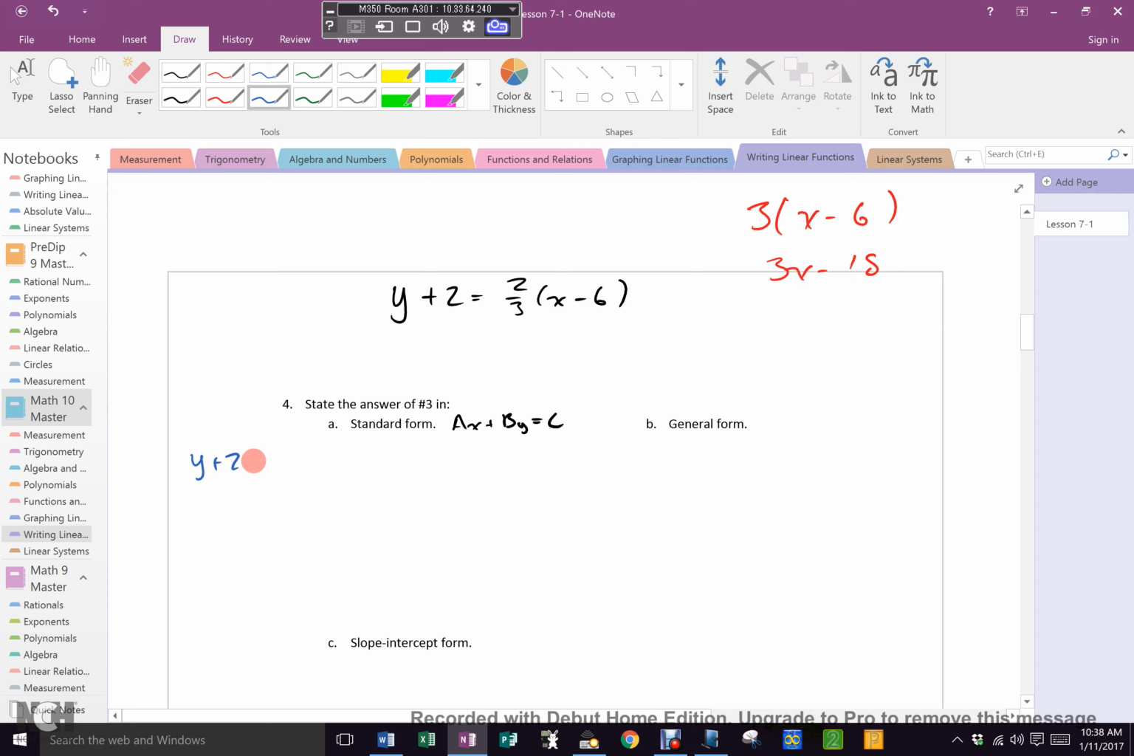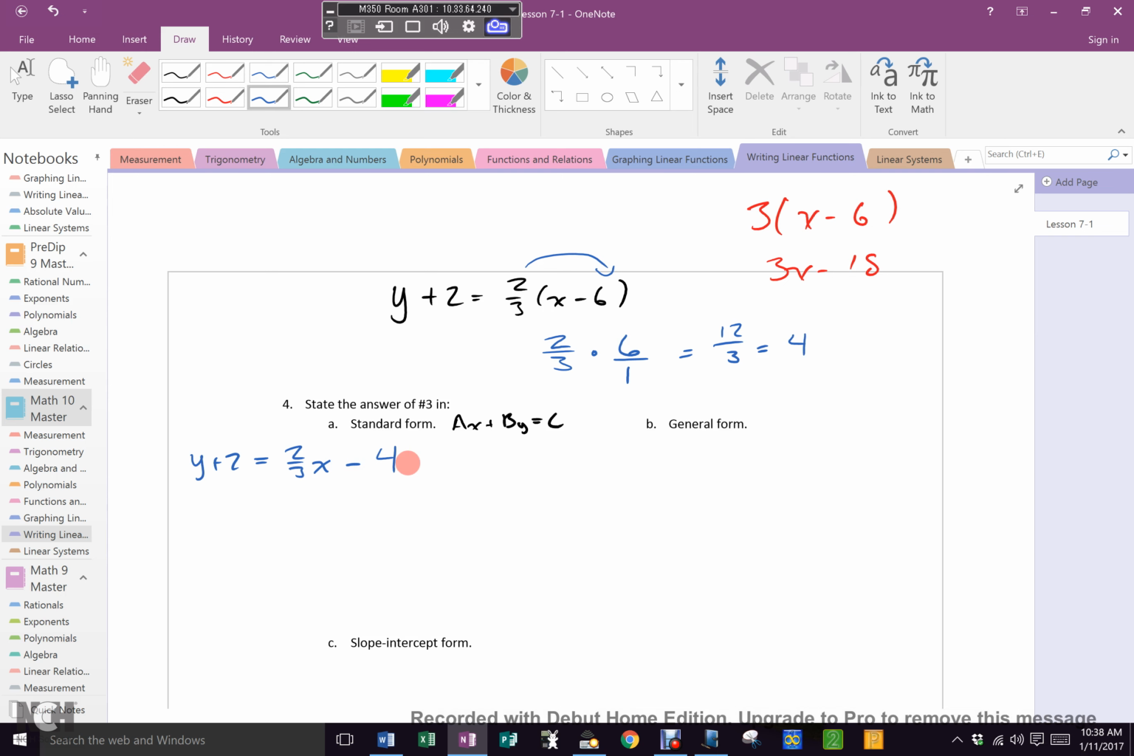Y plus 2, we're not touching that, equals 2/3 x minus, now here's where the wheels start to fall off. What is 2/3 times 6? It is 6/1, right? Which is 6 times 2 is 12 over 3. 12 divided by 3 is 4. So what's going here? 4. Right?